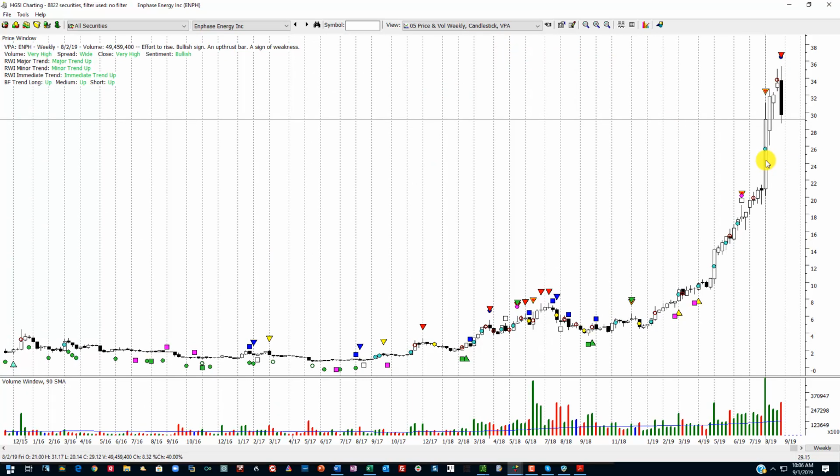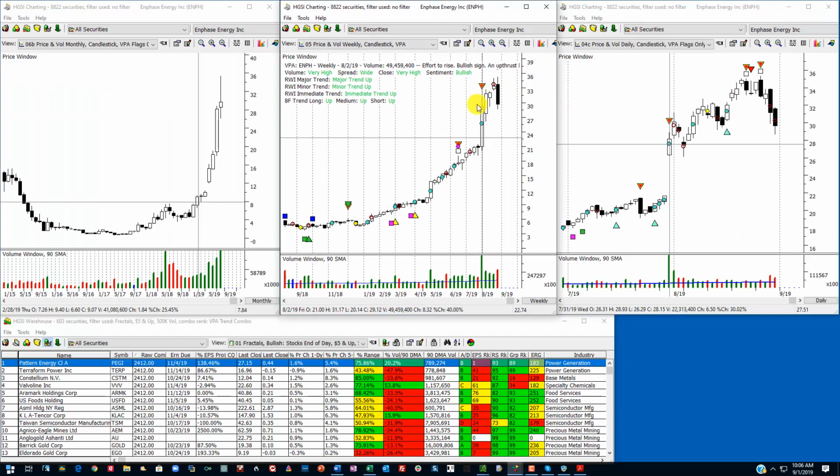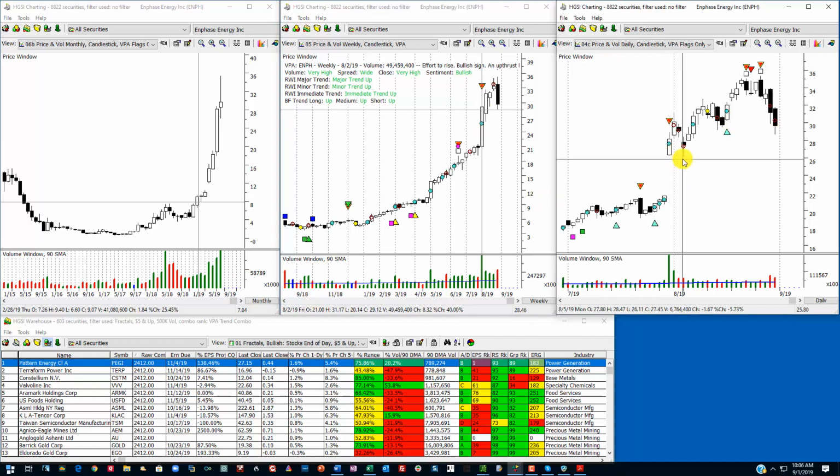We got an effort to rise, which is very bullish, but we also got an upthrust bar, which is a sign of weakness, and it also indicates that there is some profit taking going on. So 8/2 on this would correspond to 8/2 right here, and you can see that there was some profit taking going on. Pulled back a little bit, got a little bit below support, not very much though, and then it bounced.